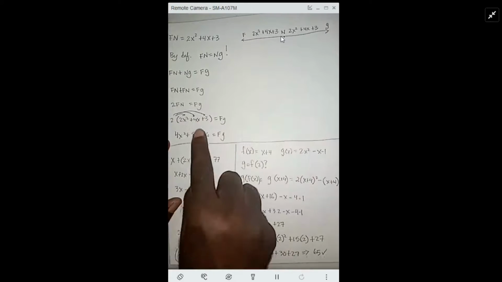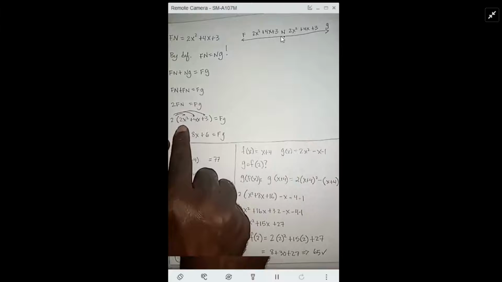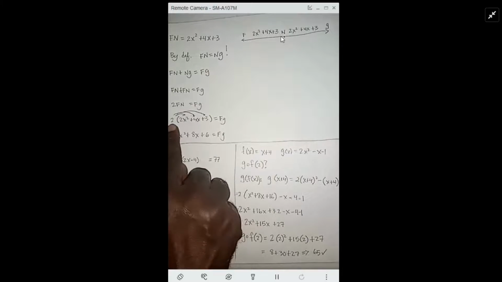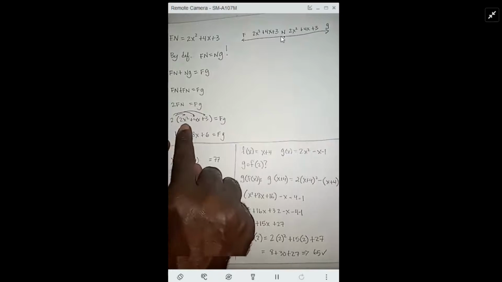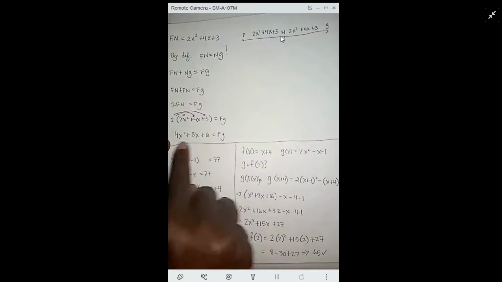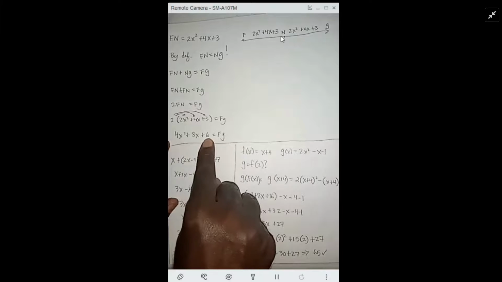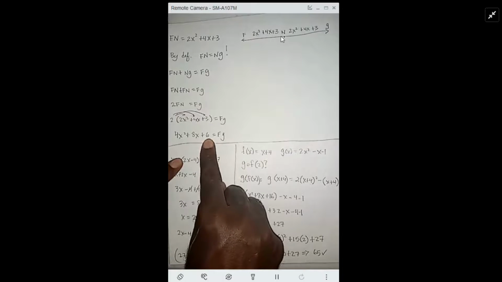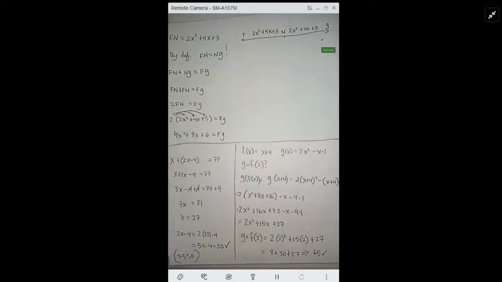This is how you never miss one of these monomials, because you multiply everything out here times everything in here. 2 times 2x squared, 4x squared. 2 times 4x, 8x. 2 times 3, 6. FG equals that. So that's what FG equals. Okay, so that's how that works.